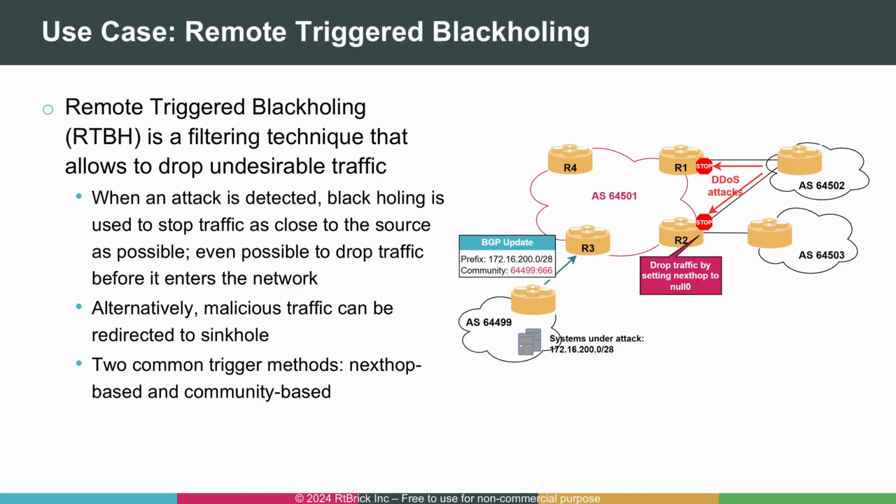Returning to our example, AS 64499 can announce the prefix under attack, tagging it with a special blackholing community, for instance 64499:666. The upstream provider recognizes this community tag and drops all traffic destined for that prefix at its edge routers, preventing it from reaching AS 64499 or congesting the provider's network. Remote-triggered blackholing is a widely adopted and effective technique for defending against DDoS attacks by stopping harmful traffic at the edge of the network, before it causes damage.